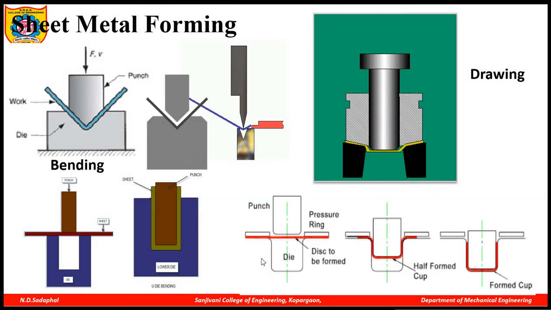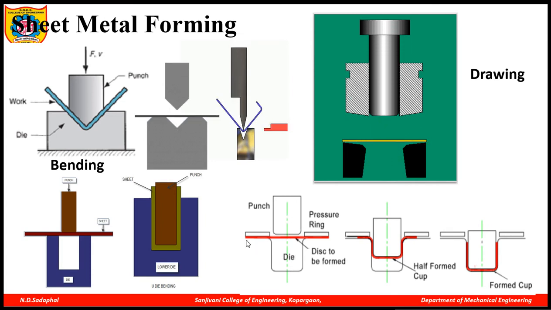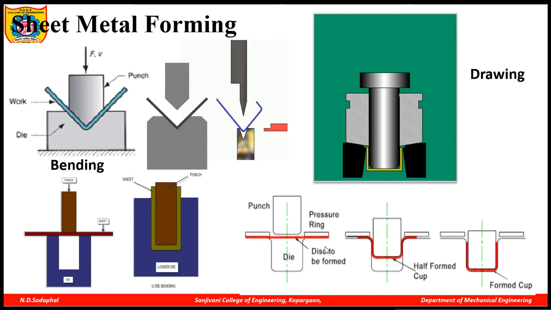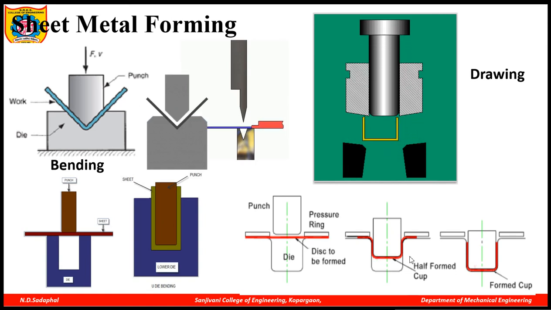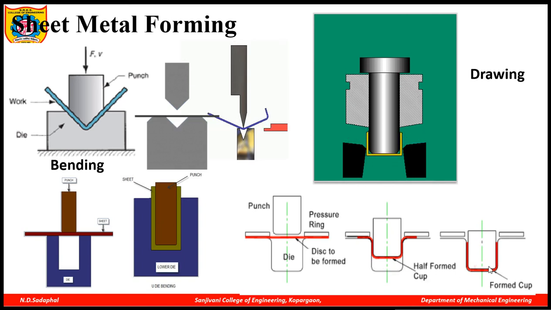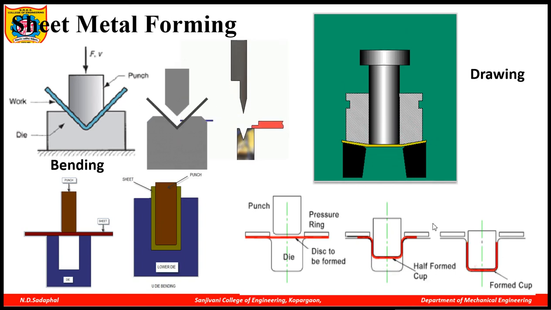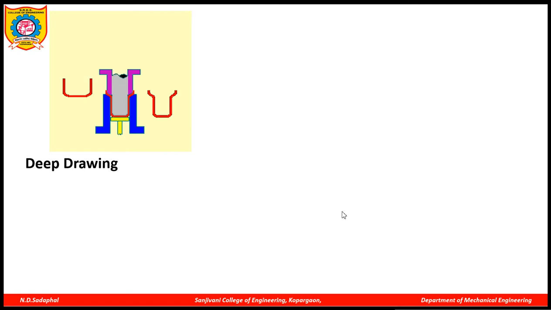So you can see here the lower die is having a cavity, this is a punch, and the workpiece is placed on the lower die. The punch will force the sheet metal between this clearance and this U-shaped cup is formed. So it is called drawing. Now next is what is deep drawing.